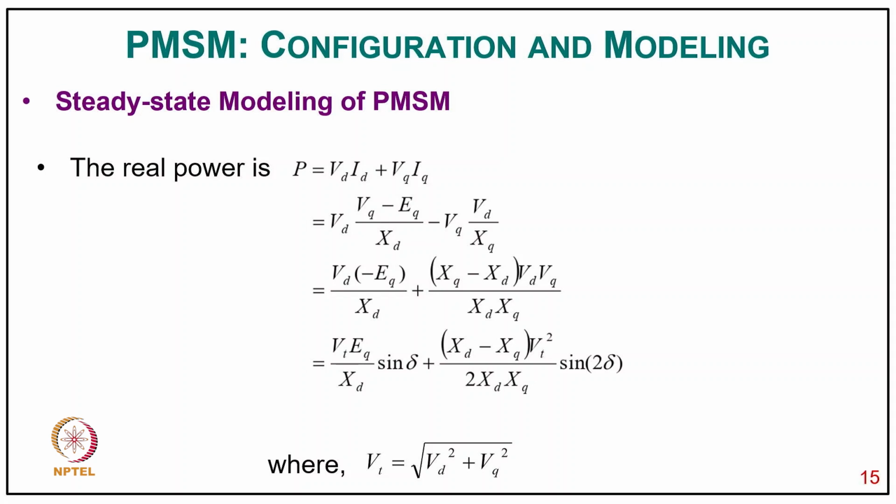So here we have two components. One is due to magnetic excitation because EQ is produced because of magnetic excitation, and the second is the saliency because of the difference in XD and XQ. So we have saliency power or reluctance power, and we have excitation power.